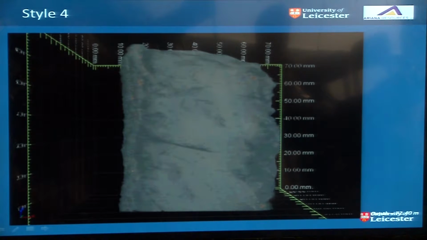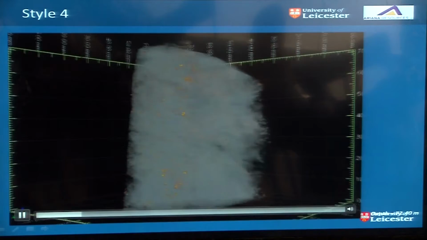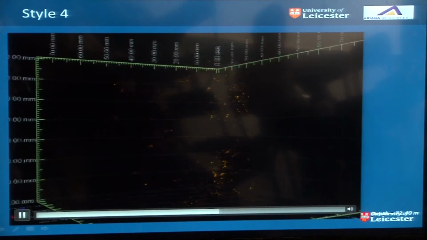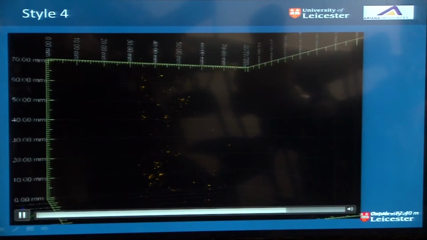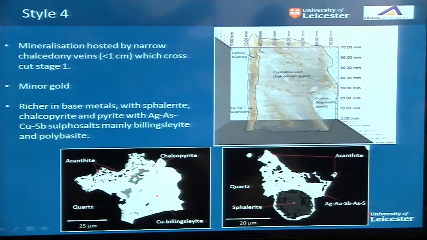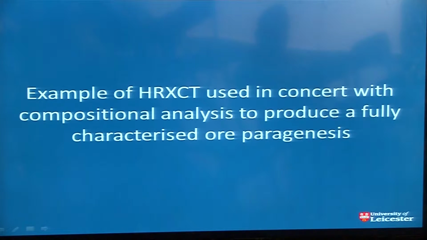And this is the final style, style 4. There's a vein along the side here. We take away the quartz, and you'll be able to see, just going along that plane there, a lot of little sulfides and precious metals, which we found to be a bit richer in base metals with a few bits of sphalerite, chalcopyrite, things like that. So as a case study, this is where we were able to use the CT scanning together with the compositional analysis to really improve our understanding of the ore paragenesis of that deposit with these different styles.